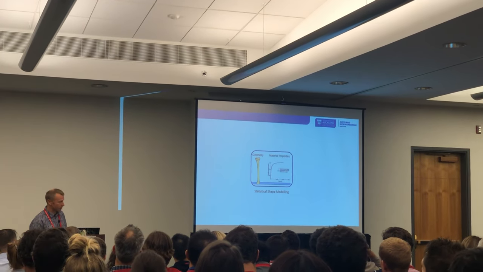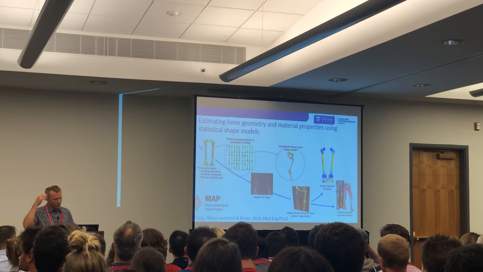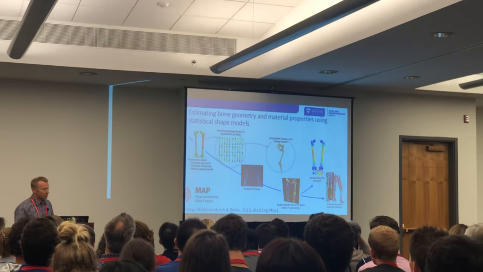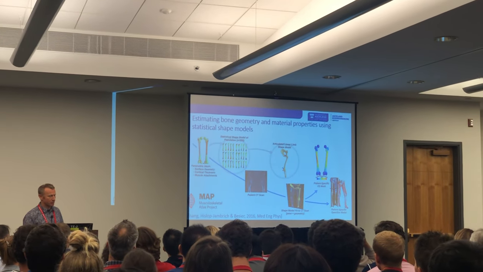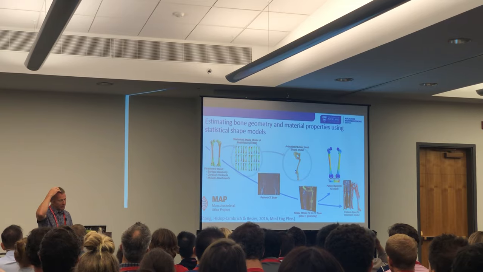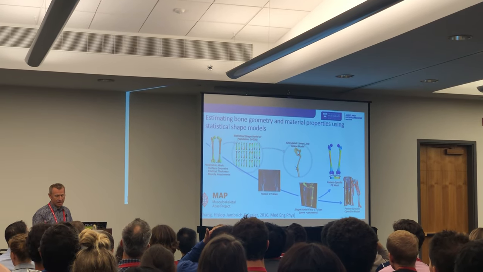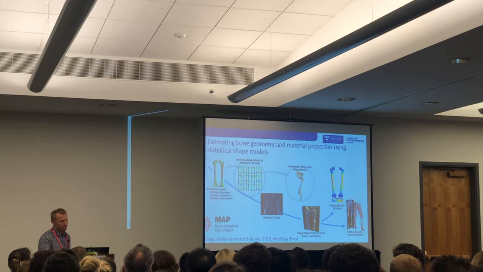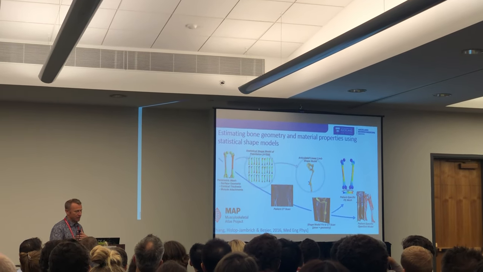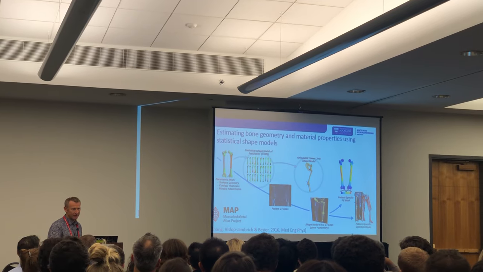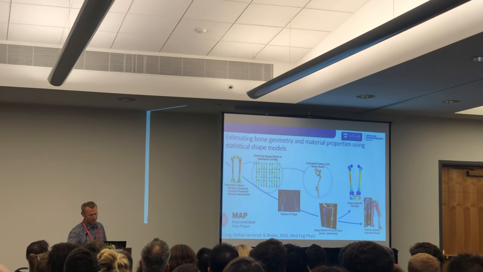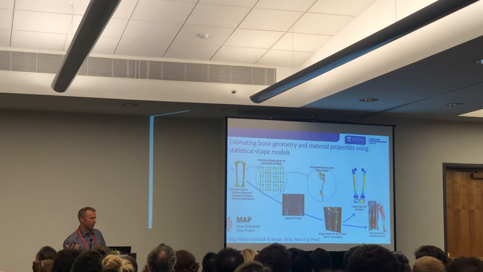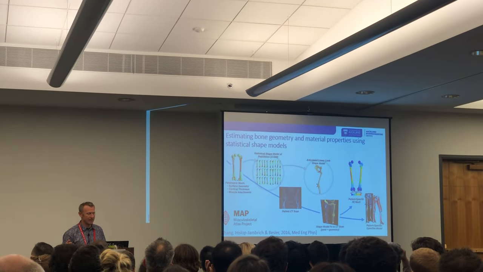So first of all, statistical shape modeling. This is some work that we've published in the past, but this is a workflow that we're using more now to estimate bone geometry and potentially material properties. We're fortunate to have a large database of CT scans. We can then create statistical shape models of those CT data. And if we are presented with new data, and again, this might be a new CT scan, we can actually do a very good job of using our shape models to best fit those data.